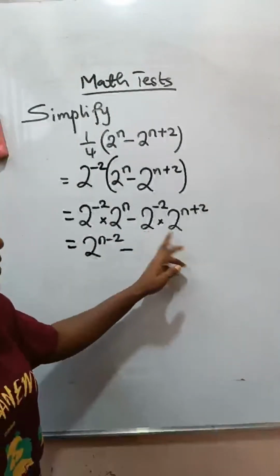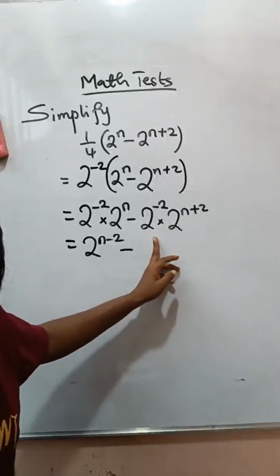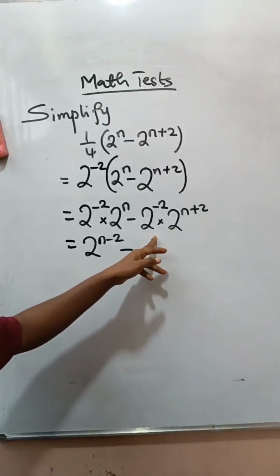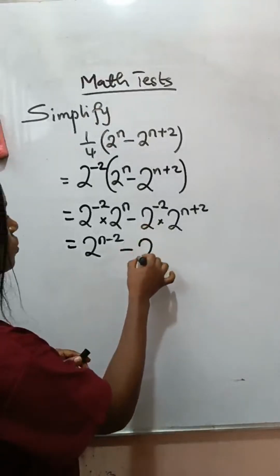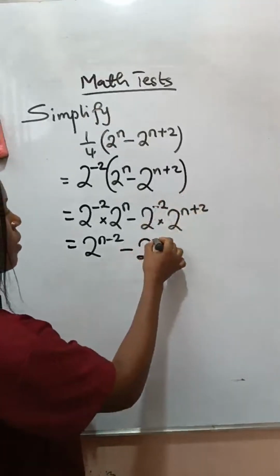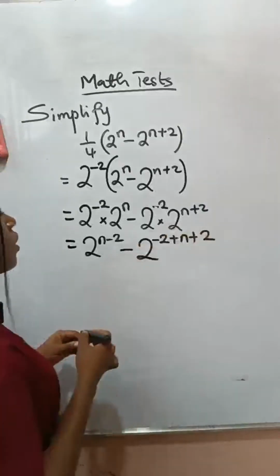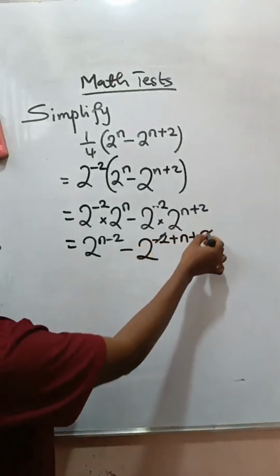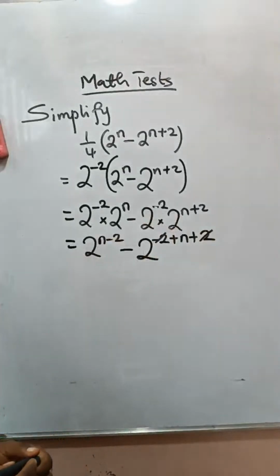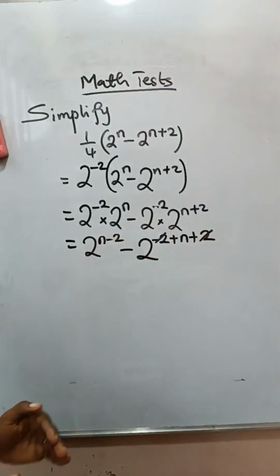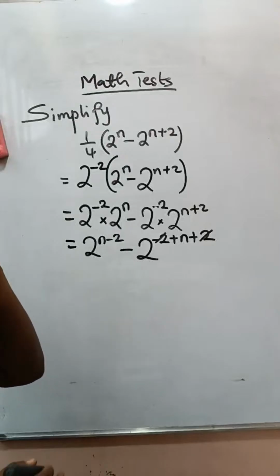Now, similarly, we have the base to be the same here. So we are still going to pick one base. So we pick 2. We add the powers. So minus 2 plus n plus 2. Now, minus 2 plus 2 will give us 0.